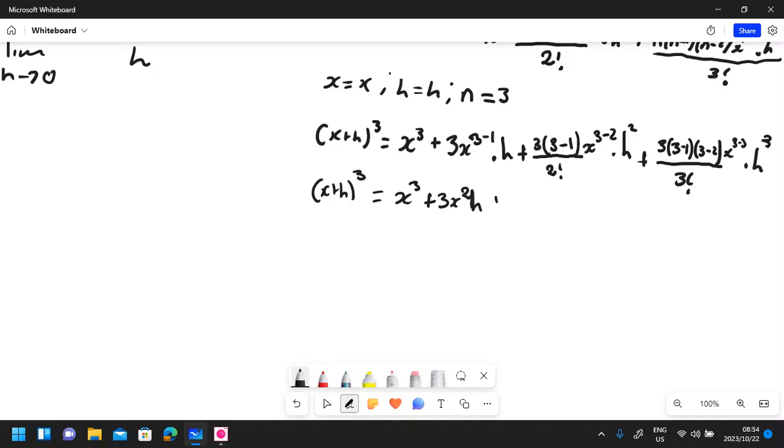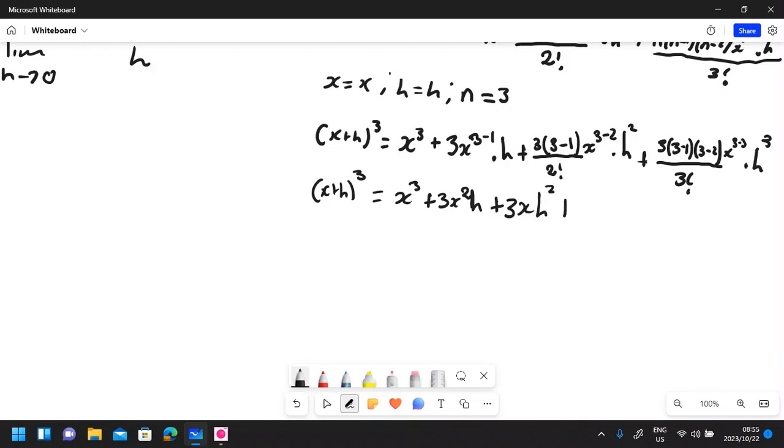Now let's look at our third term. I told you guys that you only include the numbers on your calculator. So on your calculator, you're going to type 3, and then open bracket, 3 minus 1, close bracket, then you say divide by 2 factorial. So what are you going to get there? This is going to give us 3. So we know that x to the power of 3 minus 2 is going to be x to the power of 1, which is going to be x. Then we know that this is going to give us h to the power of 2.